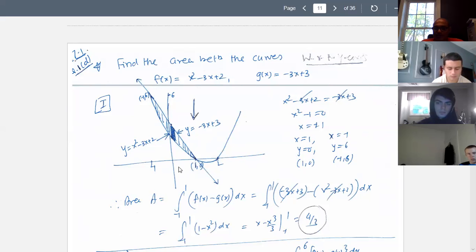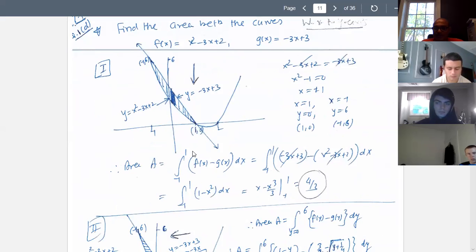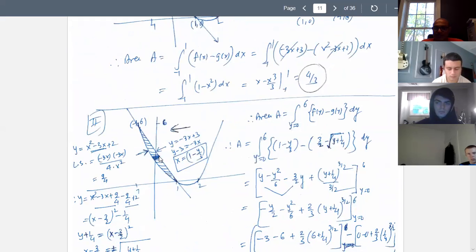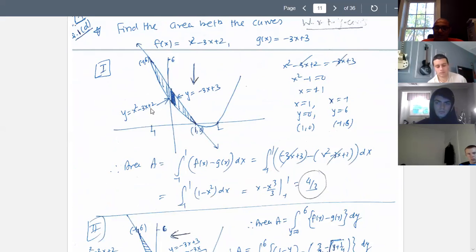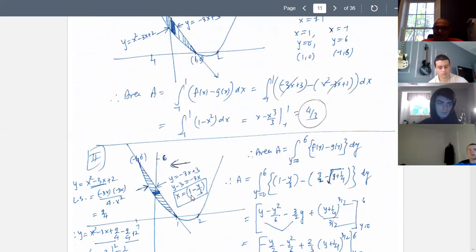Find the points of intersection. Once you are done with this, you get 4 by 3. If you use a horizontal strip, that means now, look here, x square minus 3x plus 2, and you are looking for the value of x now, that means a function of y. This is easy because I can write y on one side and 3x on the other side. So x will be (3 minus y) divided by 3. So it is 1 minus y by 3.